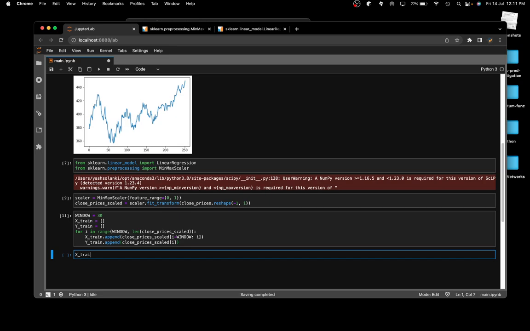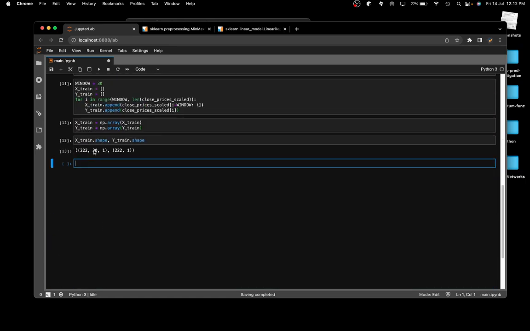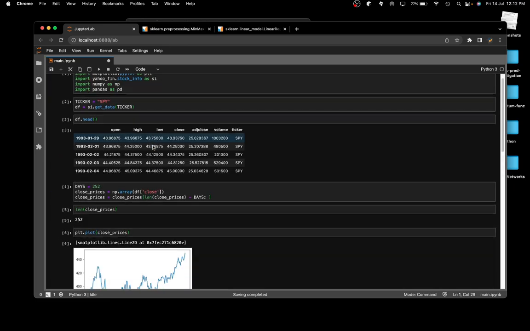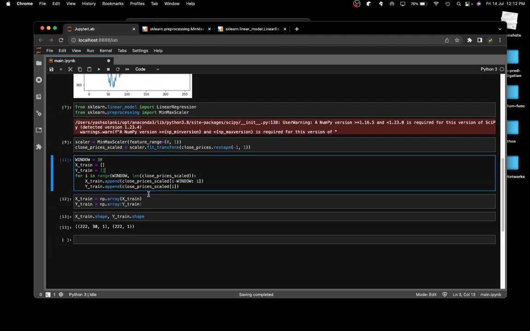So now we have to convert all of this into a numpy array. So x_train and y_train equals np.array of x_train and y_train. Now if I get the x_train.shape and the y_train.shape, you can see that except for the 30, the number of features, the number is the same, so it's 222 and 222. That means that this thing worked, which is awesome.